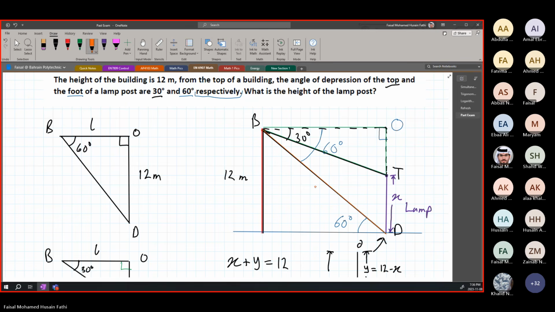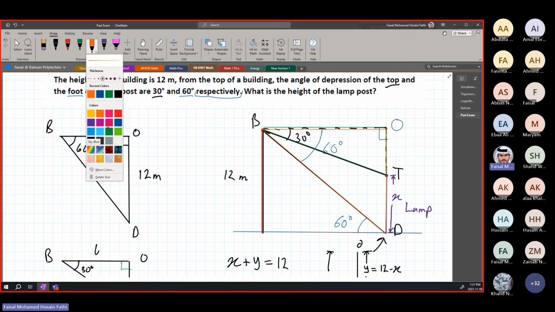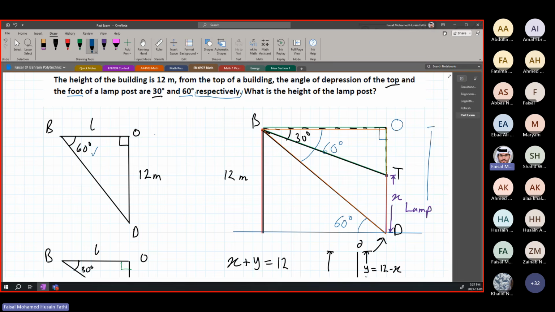Up here all the way to O. Why did I choose this one? Again, I know the angle is 60 degrees of that triangle. So the angle of that triangle is 60 degrees, and at the same time I know this distance from here all the way till here. This distance is 12 meters, because it's a rectangle, so 12 meters here must be 12 meters.